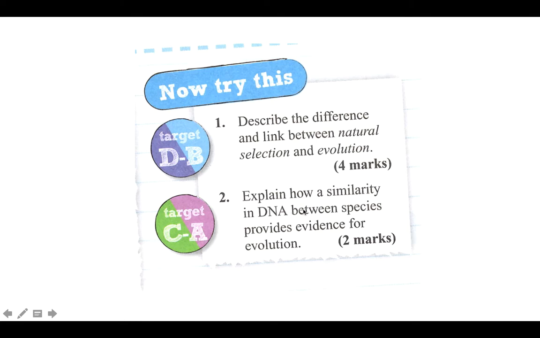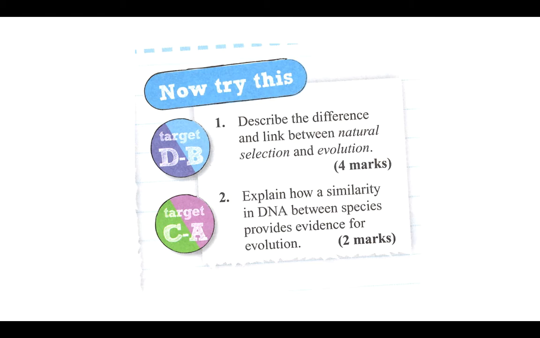Next one, which should take us on to the next part of the lesson, which takes us just over halfway. Explain how a similarity in DNA between species provides evidence for evolution. Okay, so species that have separated more recently through evolution will share more similar DNA. So the more similar DNA you have, the more recent you had a common ancestor with that organism.